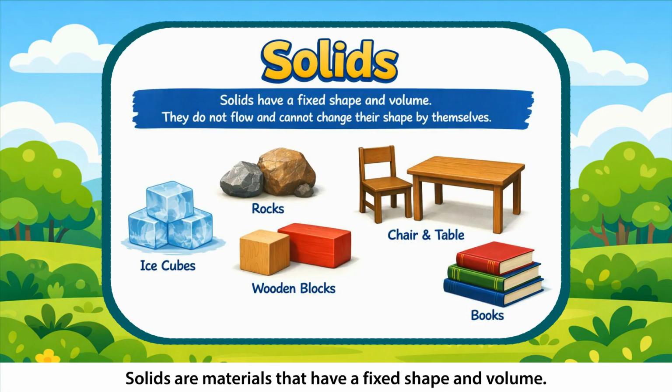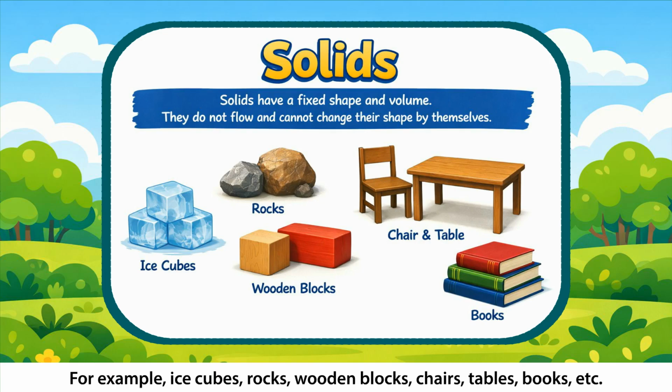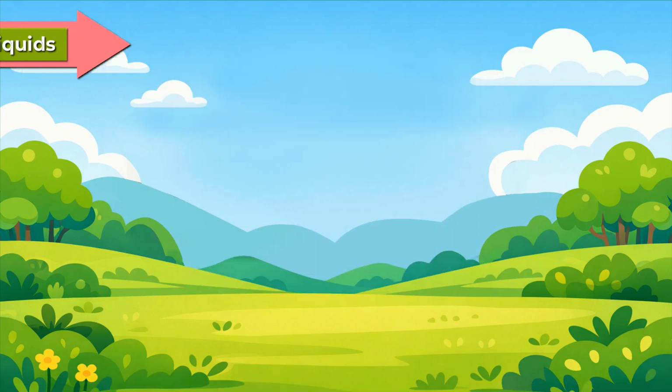Solids. Solids are materials that have a fixed shape and volume. They do not flow and cannot change their shape by themselves. For example, ice cubes, rocks, wooden blocks, chairs, tables, books, etc.